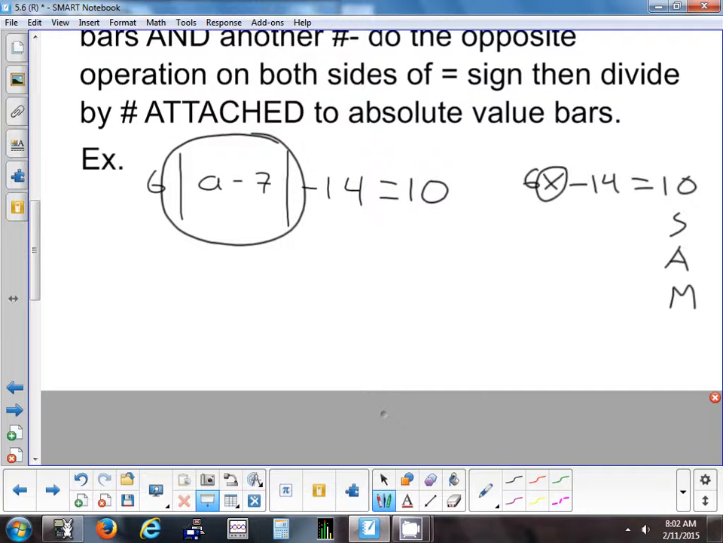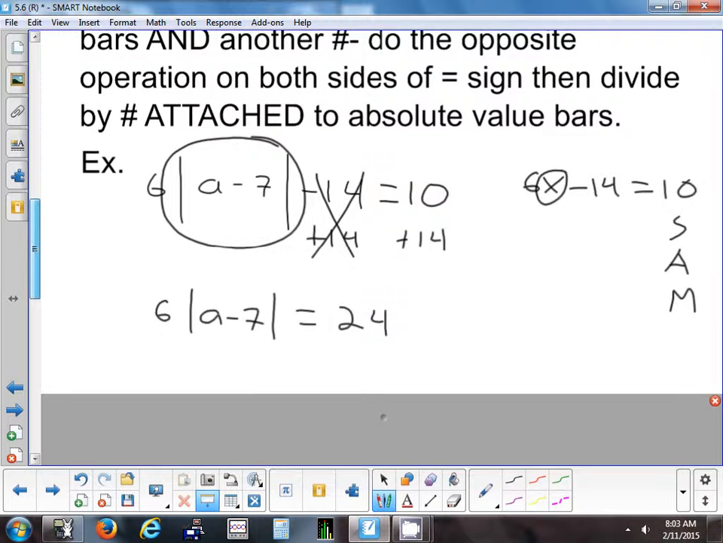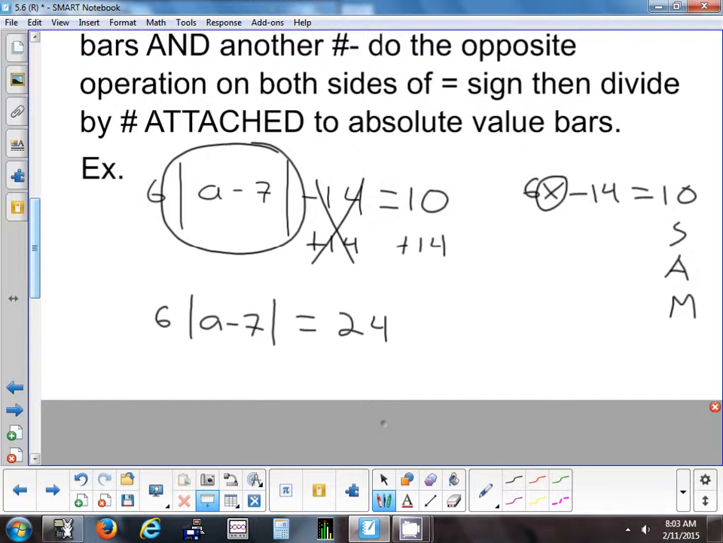SAM, when we're solving an equation, means we do any simplifying using distributive property or combining like terms. We're not going to have to do that here. But then we go to the A, which is adding and subtracting. In this case, there is something we can add to both sides. Negative 14 plus 14 cancels out, and 10 plus 14 gives me 24. So now I've got rid of the negative 14 by doing the opposite operation, which is plus 14.